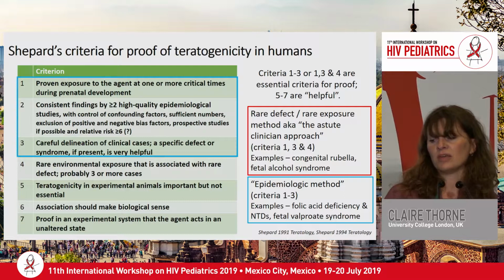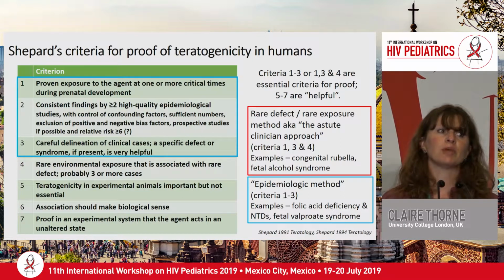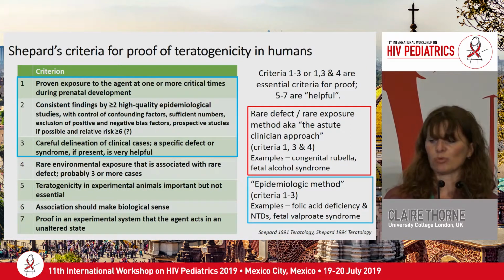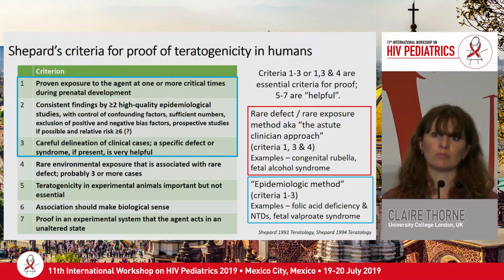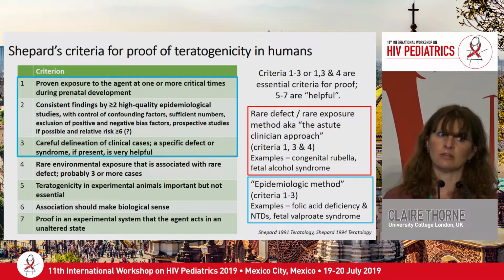And then the other method is via epidemiological approaches, where you also look for consistent findings in high-quality epidemiological studies. And examples of this include folic acid deficiency and neural tube defects and fetal valproate syndrome. So these criteria are not written in stone, but they can be quite a useful tool in terms of understanding and discussing whether or not a medicine is a teratogen.